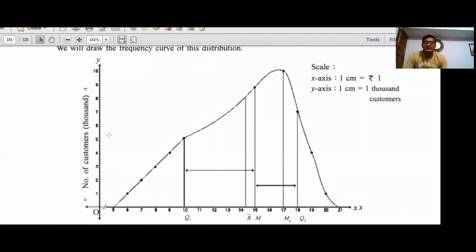So here you can see that it is more elongated to the left-hand side. So it is called negative skewness. Got it?